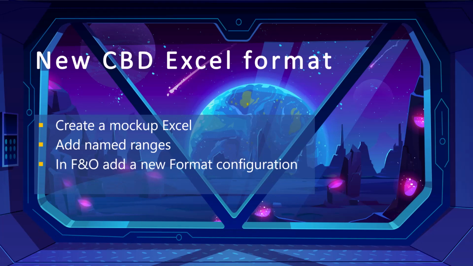Back in F&O, we will add a new format configuration for our Excel format. We will leave the new format configuration empty. Then we will simply import the ranges specification from Excel into the format configuration. Now let's perform these steps.